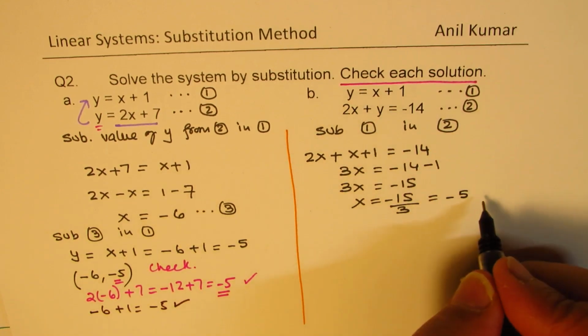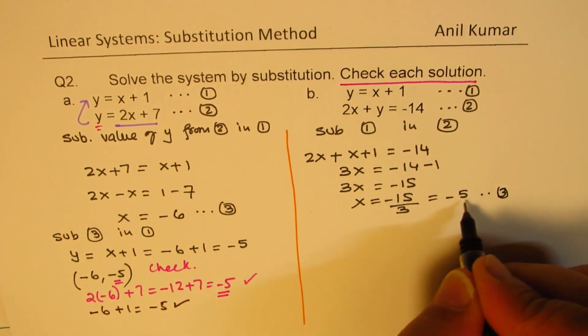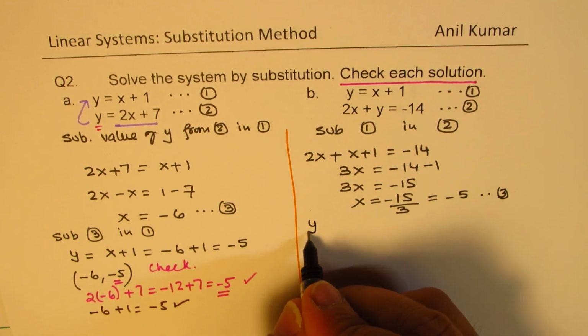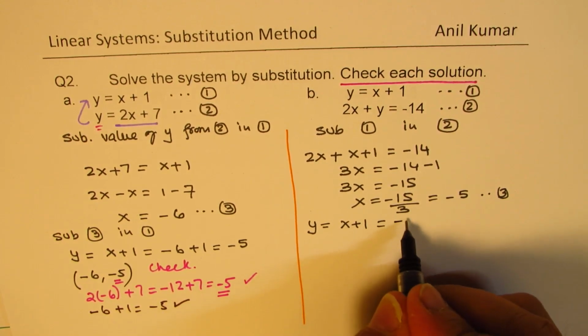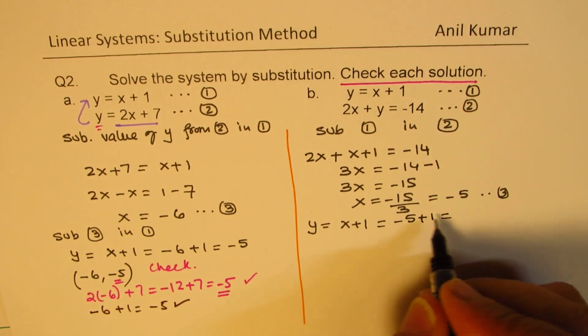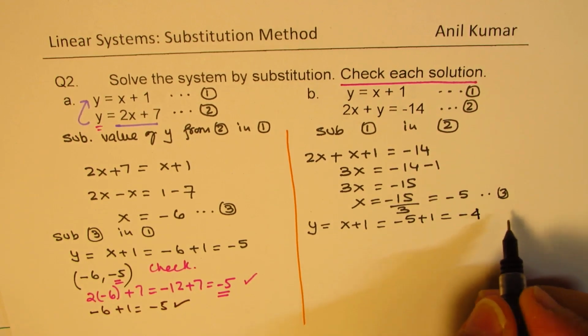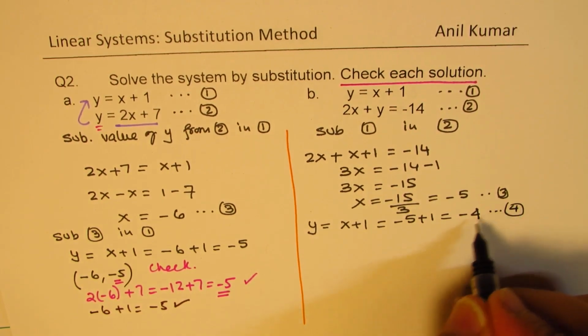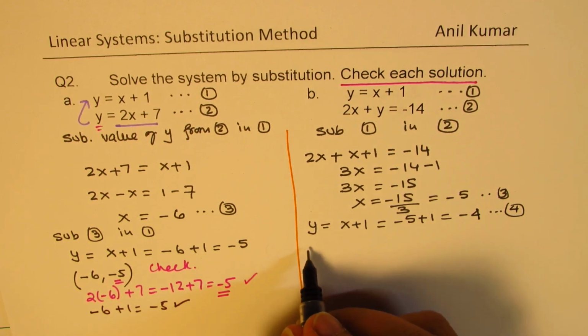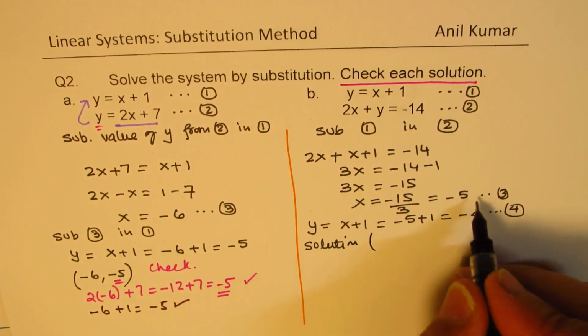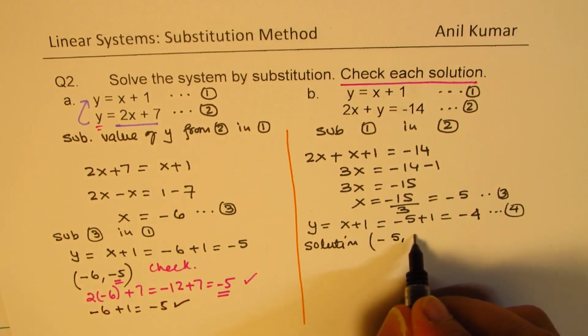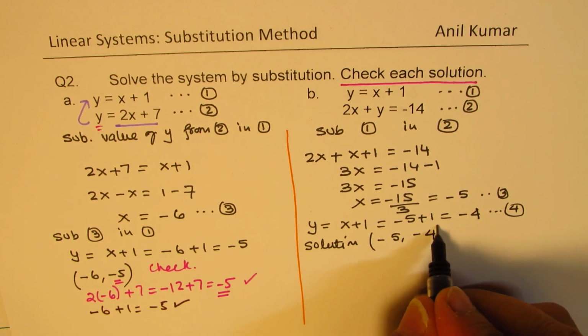To get the value of y, we'll substitute this in the first equation. So we know y equals x plus 1. Substituting minus 5, we get minus 5 plus 1, which is minus 4. So we get our value of y as minus 4. So the solution here is the x value being minus 5, y value being minus 4.